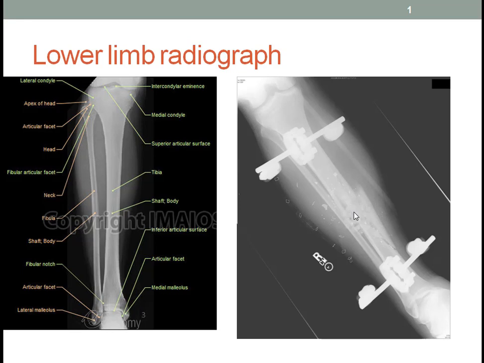Also this is the lower limb. As we see here, this is the tibia, and this is the fibula. And as you see here, this is a fracture of the tibia. You see multiple segments, and some sort of external fixation.